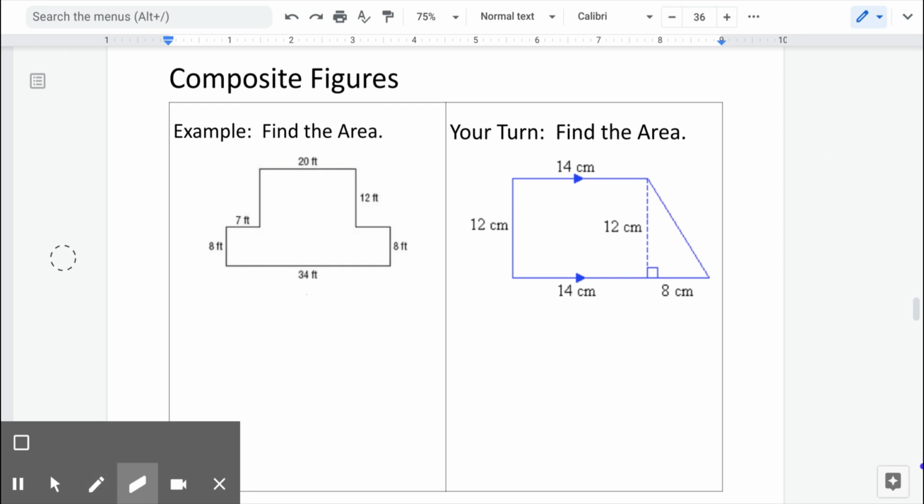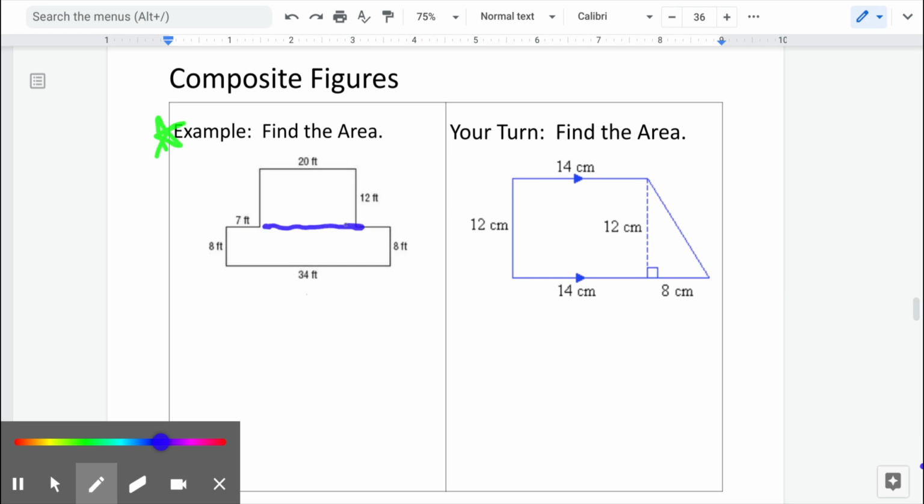Composite figures are multiple shapes put together in one. So you're going to use multiple formulas to solve these composite figures. We'll start by looking at this first example here. What you want to do is really figure out what shapes am I even looking at.